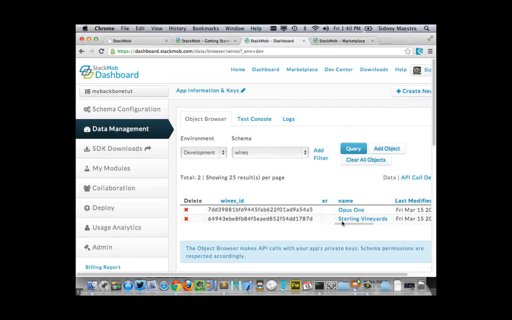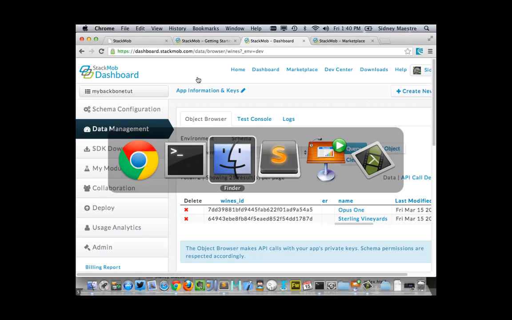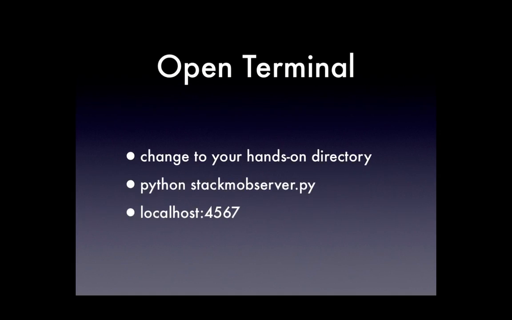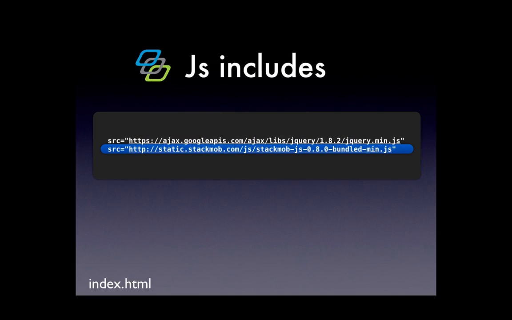And that literally took me a couple minutes to create my new app, get my initialization file, and drop it in there with my API key. So we've gone ahead and we've edited that file, and I've opened up the terminal and I started my Python server. And what did I need to add to that index file to actually use StackMob?